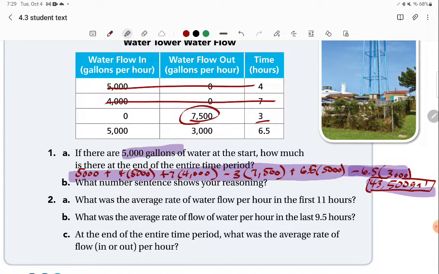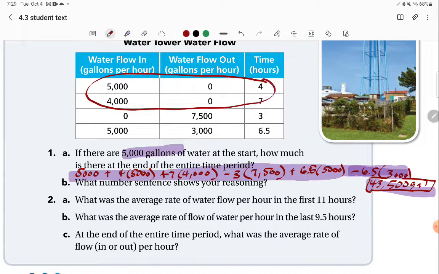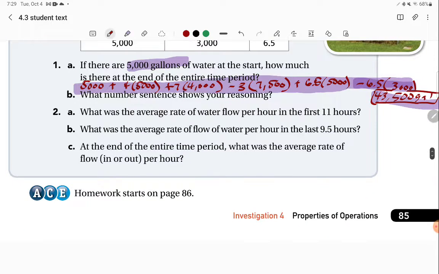Number 2, what's the average rate of water flow per hour in the first 11 hours? So on that one, you're going to look up here and think, okay, the first 11 hours, so 7, 8, 9, 10, 11. So you're only looking here for those first 11 hours. So it's 5,000. Come down here. This is 2A.